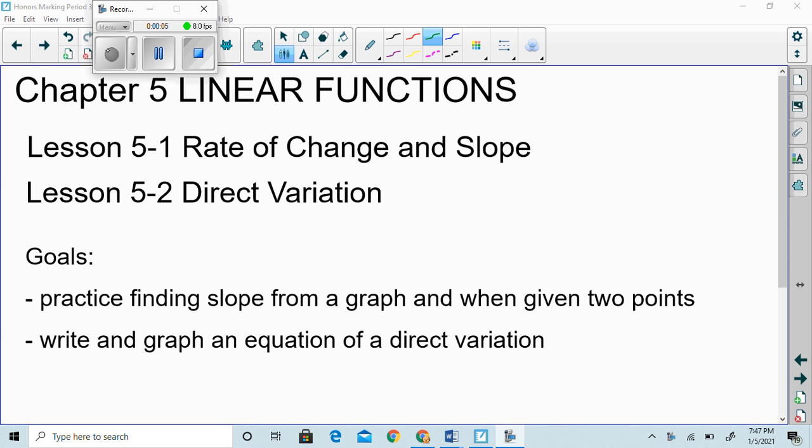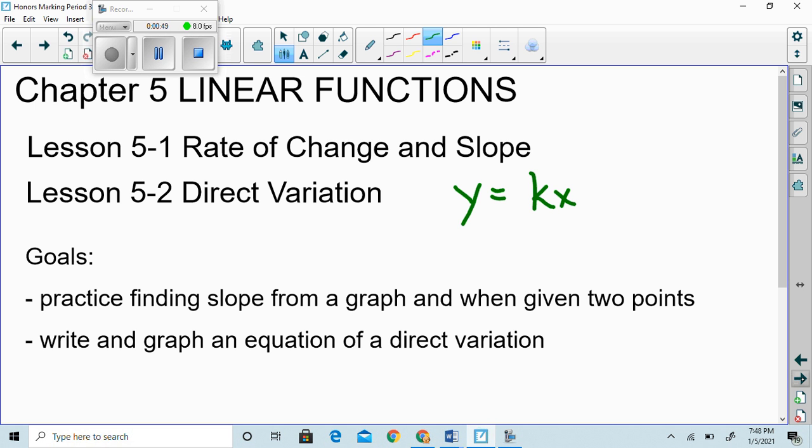We started off this chapter talking about rate of change and slope, and we found out that we can calculate slope from a line that's graphed on the coordinate plane by counting the boxes of rise over run, and we also used the slope formula, m is equal to change in y over change in x, in order to find our slope. We moved on to lesson 5.2 and talked about the model of direct variation, y is equal to kx. We found out that k is our constant of variation, which is also our slope, and that the graph of a model of direct variation will pass through the origin.